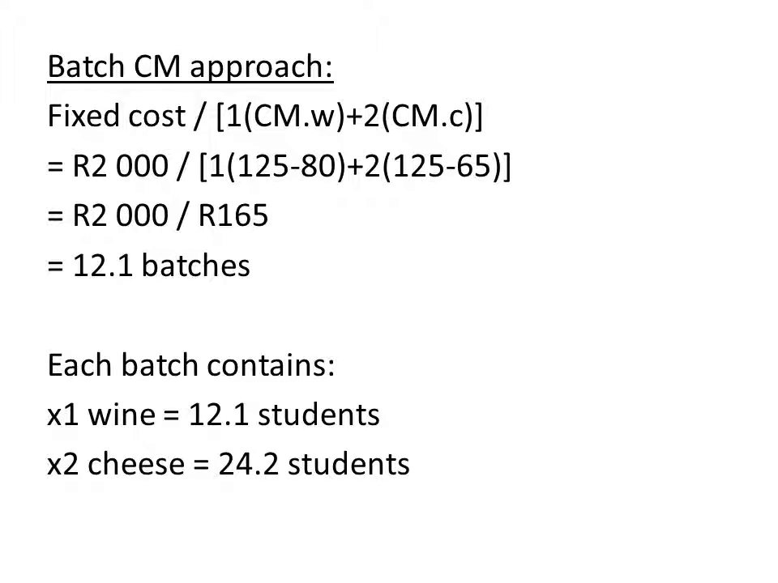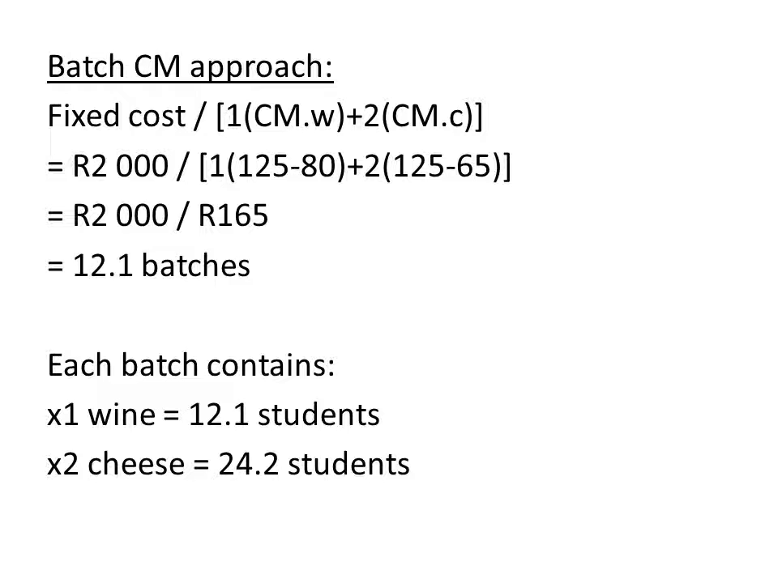In the batch approach, in this case, we'll take a batch as the smallest denominator of the product mix. In this case, 1 wine sales ticket and 2 cheese tickets. Remember, it's 1 to 2. So 1 wine and 2 cheese sales will make up 1 batch. So what is the contribution per batch? Remember, the contribution for a wine sale is 45 Rand, and for cheese, 60 Rand. So 2 times 60 is 120, plus 45 is 165, so that's 165 Rand contribution per batch. Remember, a batch includes 1 wine ticket and 2 cheese tickets.